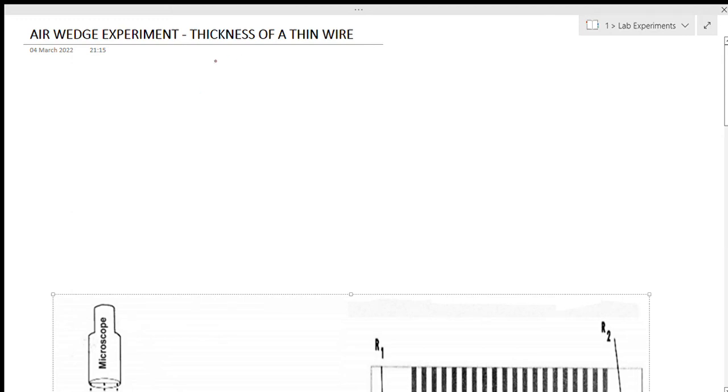Hi everyone, today we are going to see the calculation part of the air wedge experiment. The aim of the experiment is to determine the thickness of a thin wire. A specimen wire will be provided. We are going to find the thickness, even the diameter, of the thin wire.